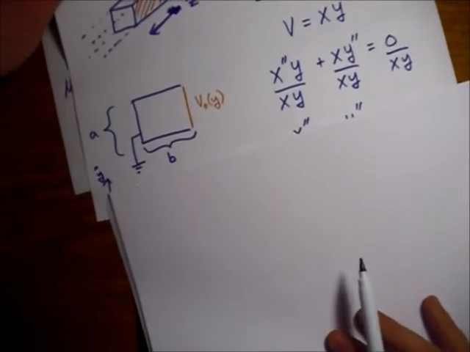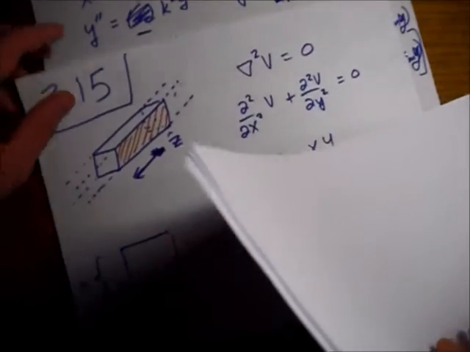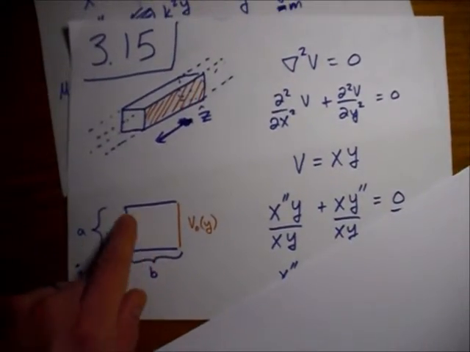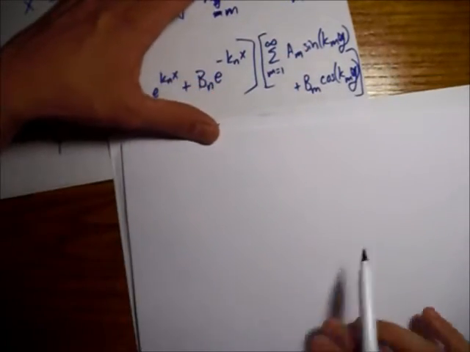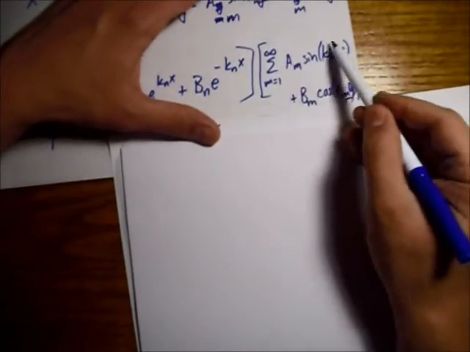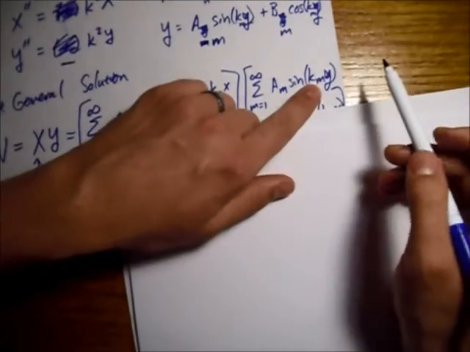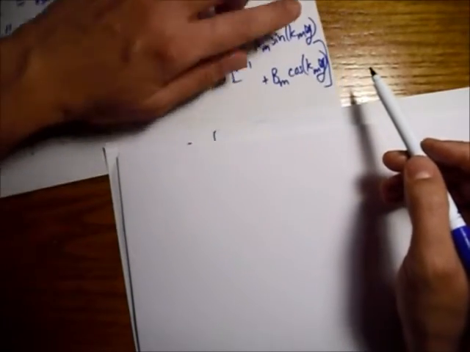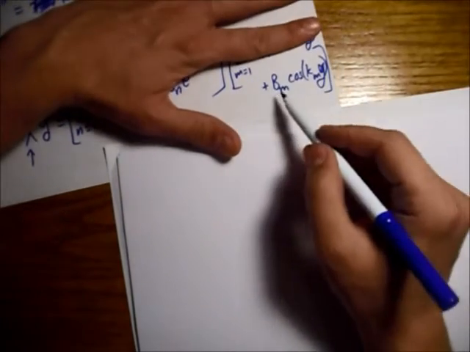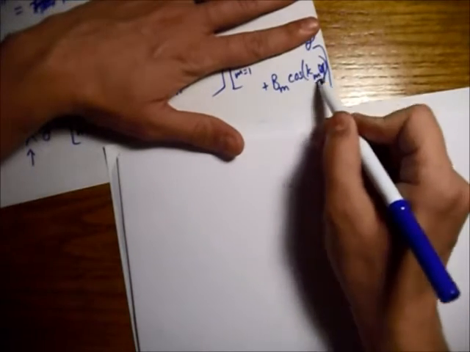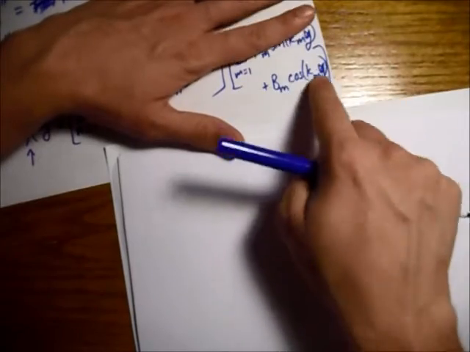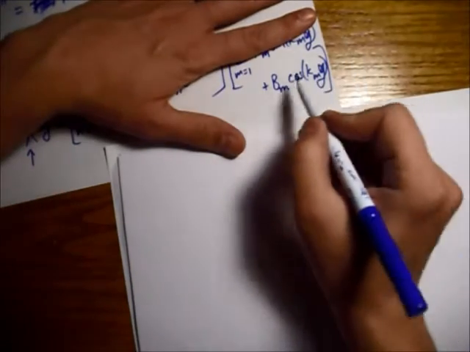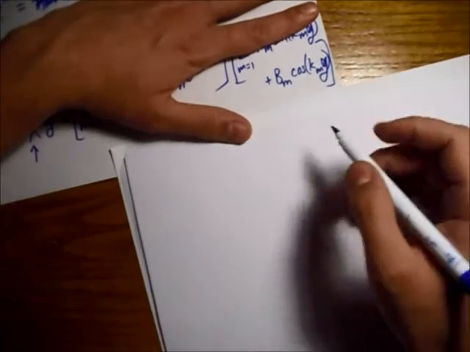We have to have things go to 0 at y equals 0 and y equals a. So looking here at our y direction, at y equals 0, this part already goes to 0, right? Because sine of 0 is 0, so we don't have to worry about that. Cosine goes to 1 though, so that means in order for this piece to be 0, b sub m has to be equal to 0.